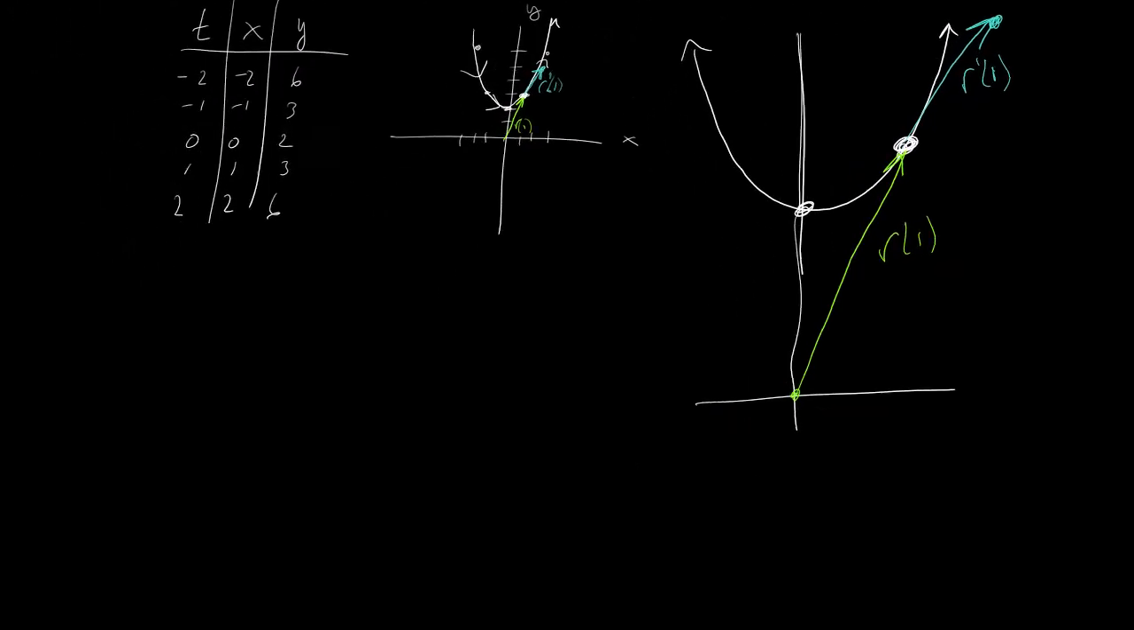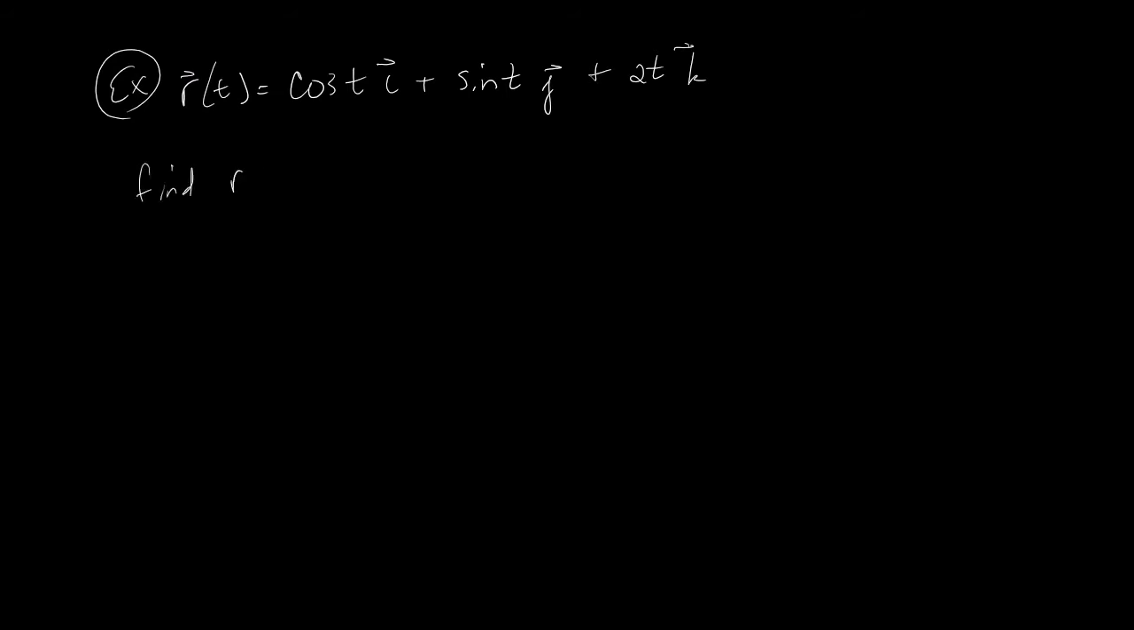Okay, so now let's go ahead and do another example. I'm going to give you R of t is equal to cosine of t in the I direction plus sine t in the j direction plus 2t in the k direction. Very nice. All right, so our job then is to find r prime of t, r double prime of t, r prime of t dotted with r double prime of t, and then finally r prime of t crossed with r double prime of t. Okay, so let's find these.